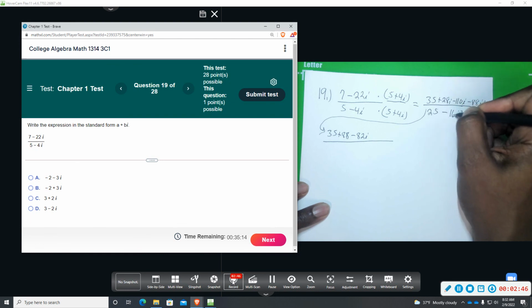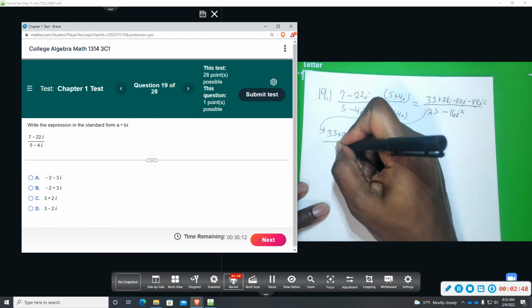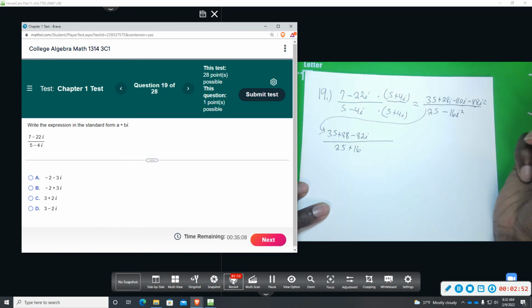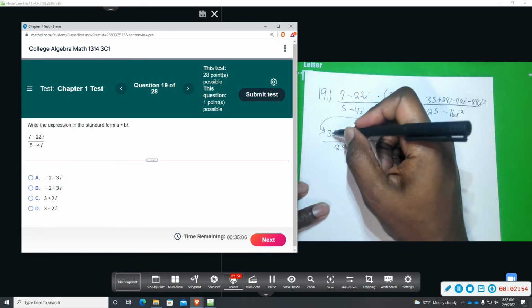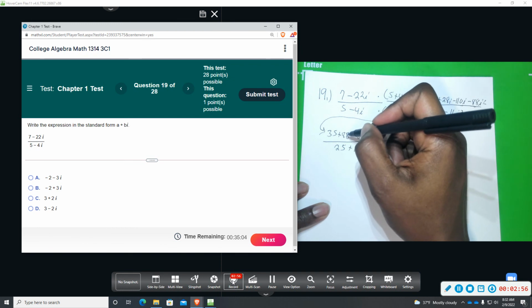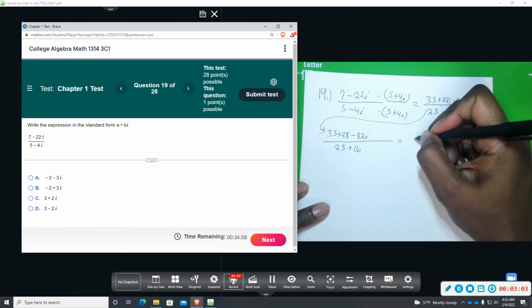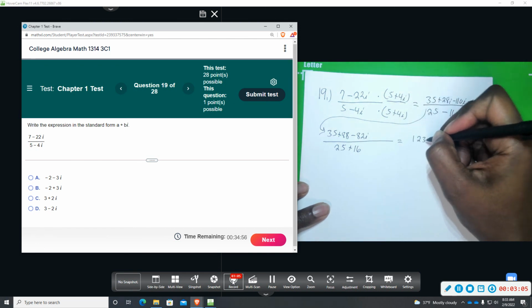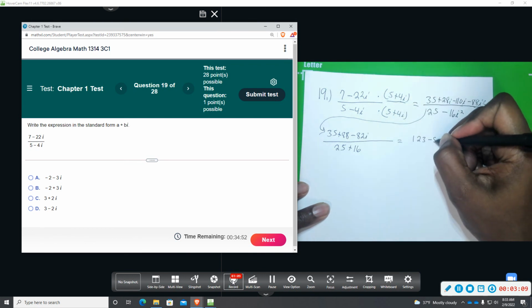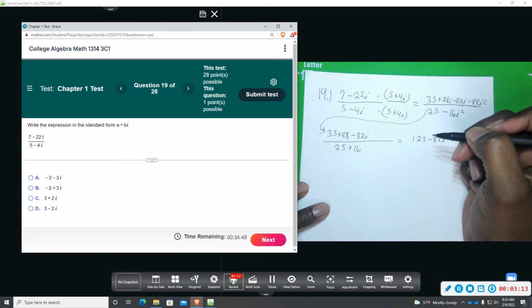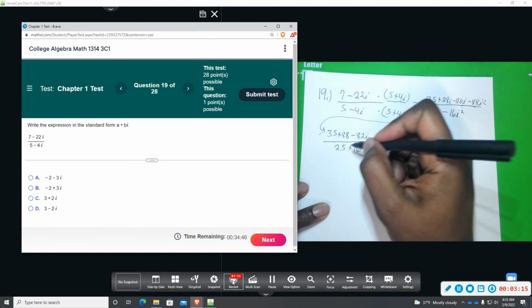-1 times a negative gives us a positive. So we have 25 plus 16. Then we're going to combine these two, 35 and 88. We get 123 on the top, minus 82i. And then on the bottom, this is going to give us 41.